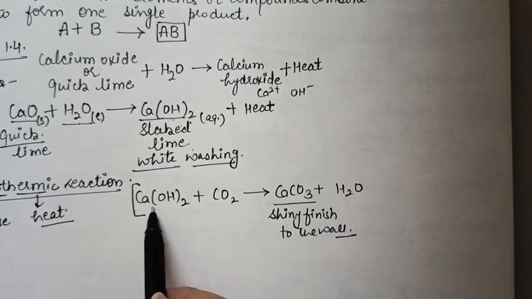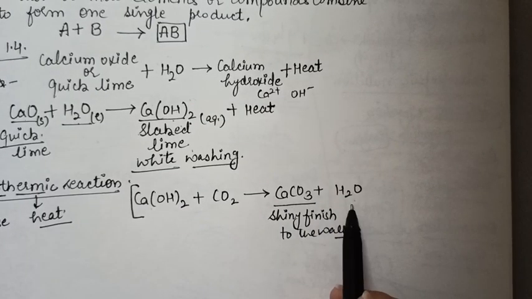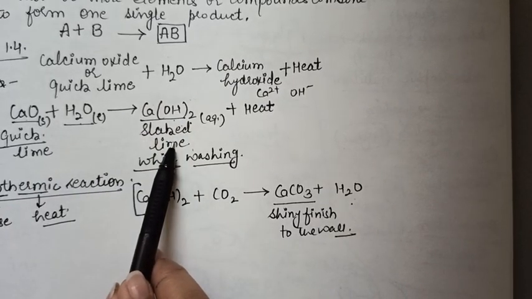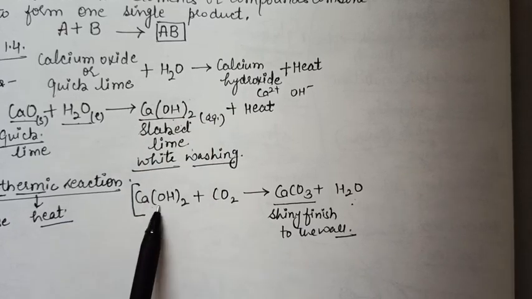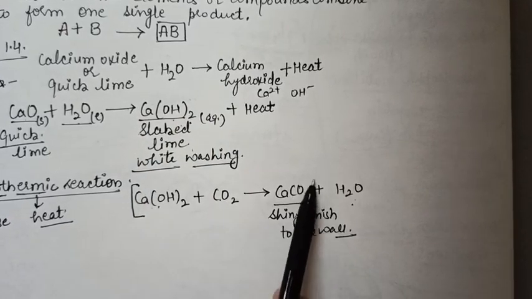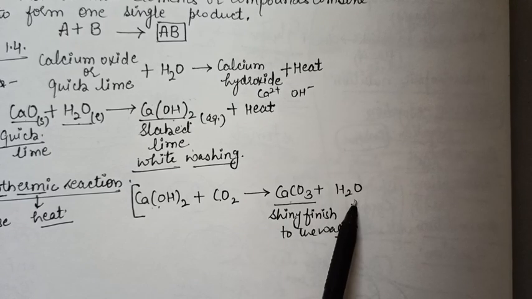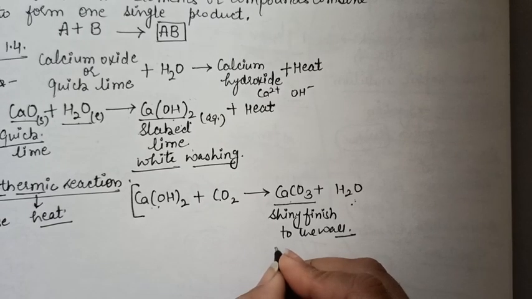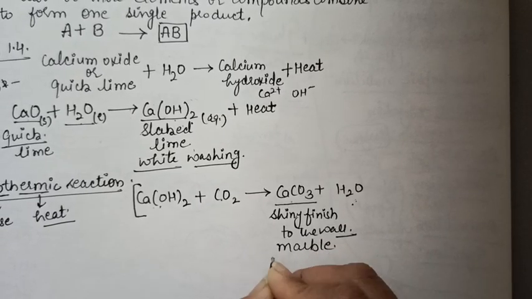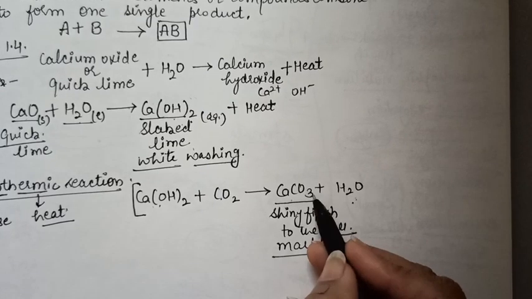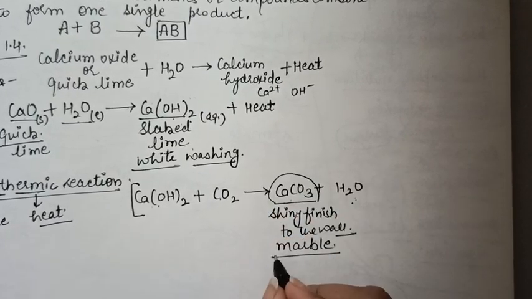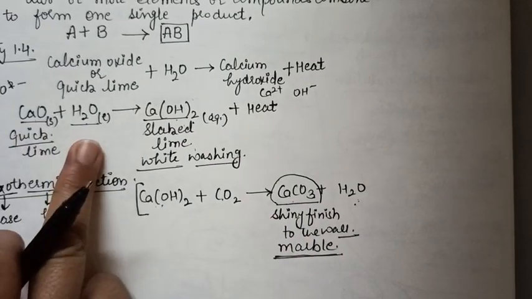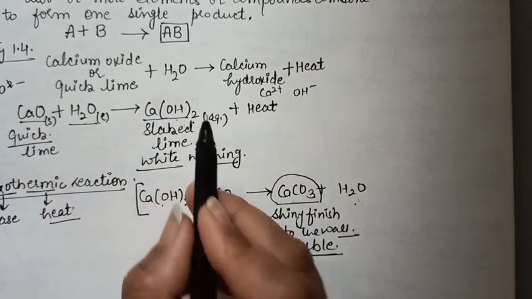But beta, it is not an example of combination reaction. It is observed after doing whitewashing. After whitewashing, it gradually reacts with carbon dioxide and forms calcium carbonate plus water. Calcium carbonate is also the formula for marble. So this is the example of quicklime dissolved in water forming slaked lime that is used for whitewashing.